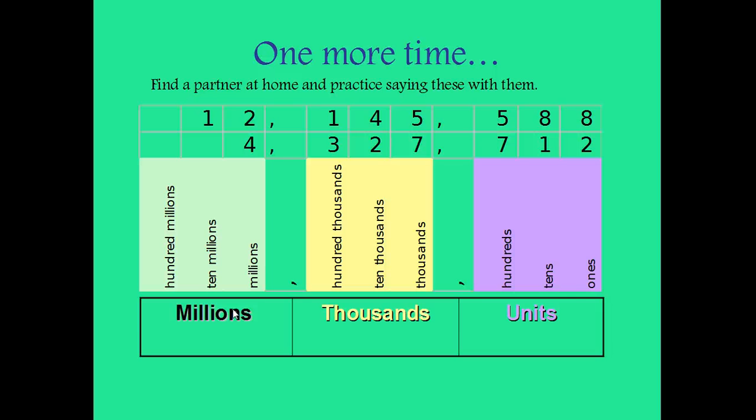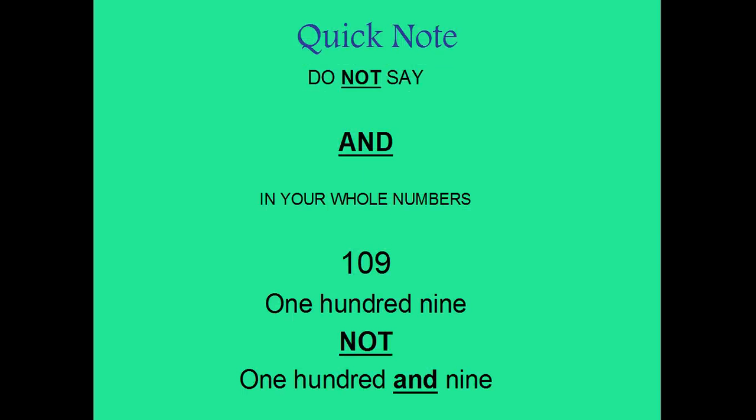Alright, so let's move on. Quick note: when we are saying whole numbers, do not say the word "and" in your whole numbers. You say 109, not 1 hundred and 9. That will become more important down the road.